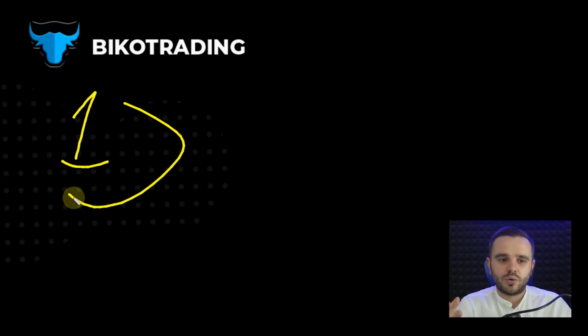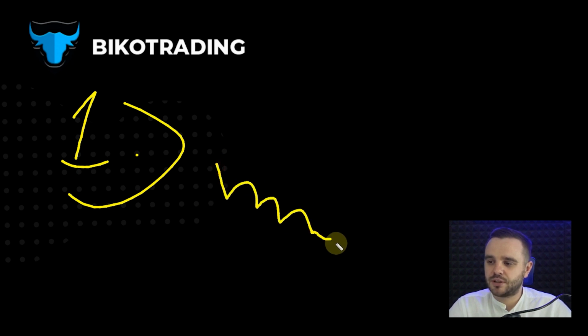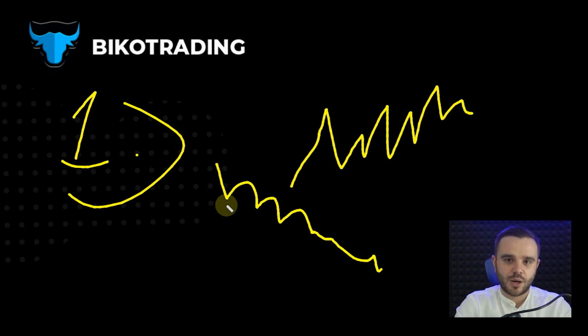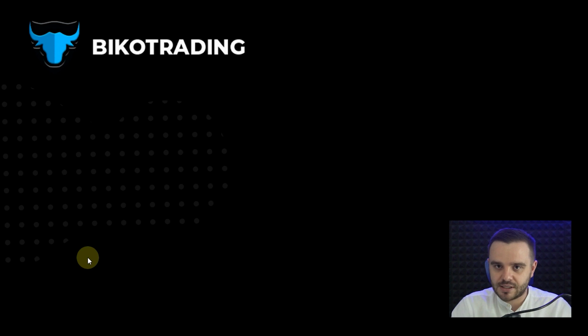The first reason why we use delta is because it shows us divergence. What does divergence mean? It means that, for example, delta goes down, but price slowly moves up. It means that someone is doing absorption. Divergence and absorption work at the same time.